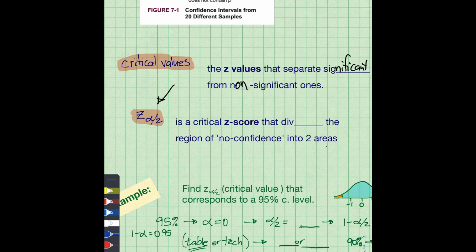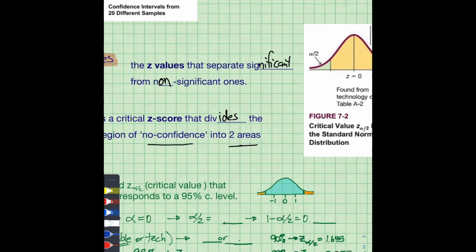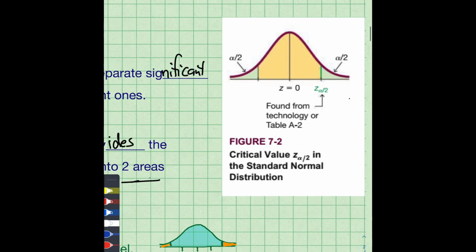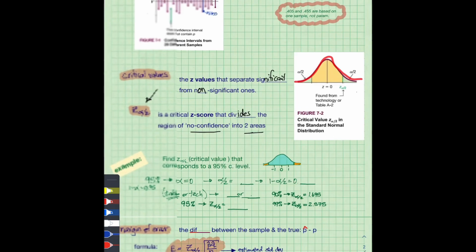And this Z-score, you recall, divides the region of no confidence into two areas. So here we have the no confidence areas. Notice together, alpha equals both of them together. The Z-score is the critical value that defines my critical region. And we have a standard normal distribution.